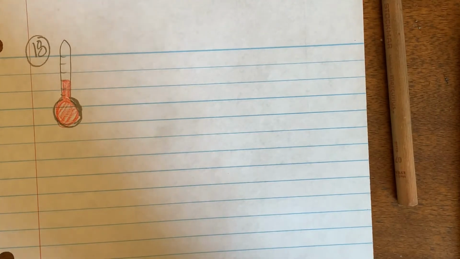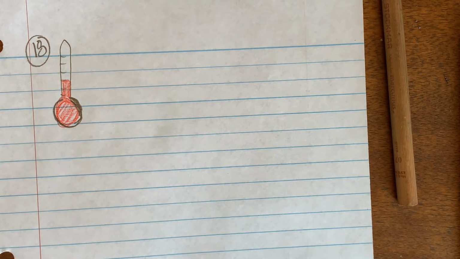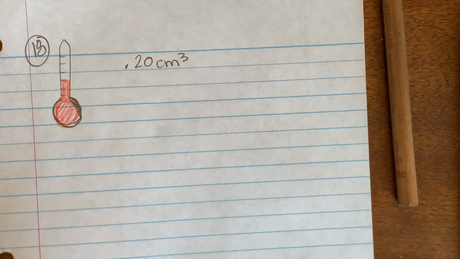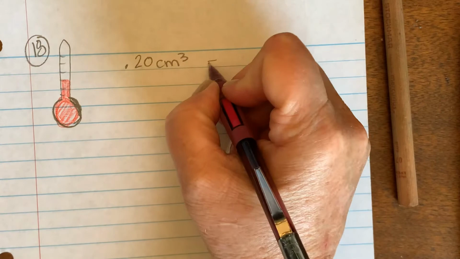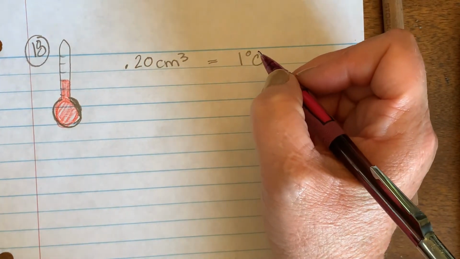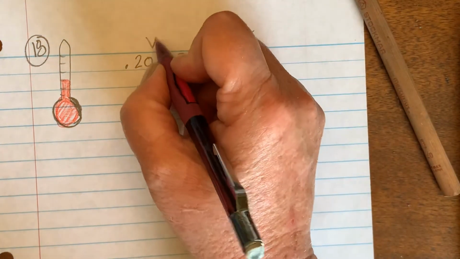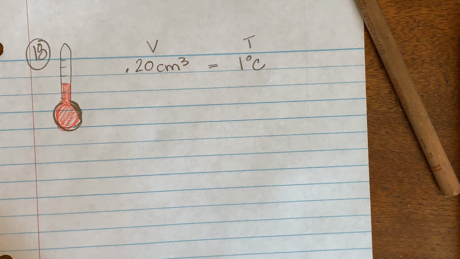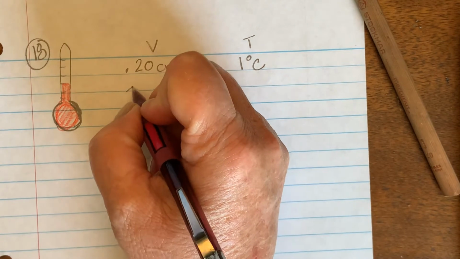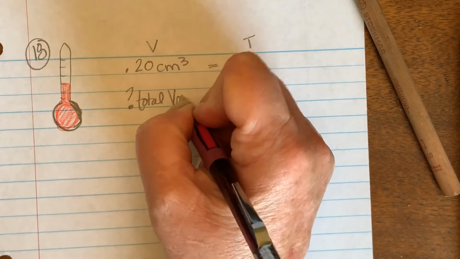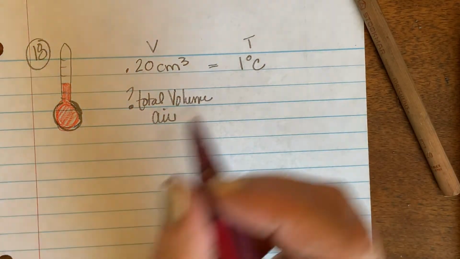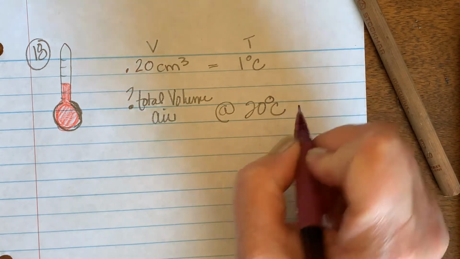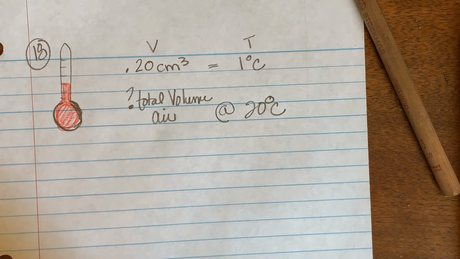So let's go back. The tubing contains colored water that rises and the trapped air expands. Okay, you want a 0.20 centimeter cubed change in volume to equal a 1 degree Celsius change in temperature. So that's temperature and that's volume. And what total volume of the air? That's our question mark. At 20 degrees Celsius should be trapped in the apparatus below the liquid.